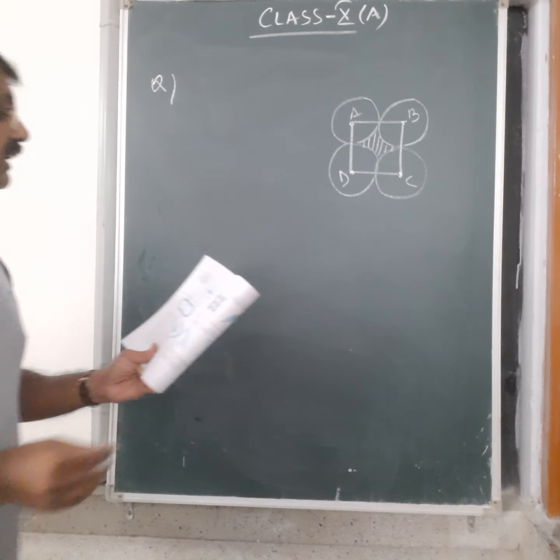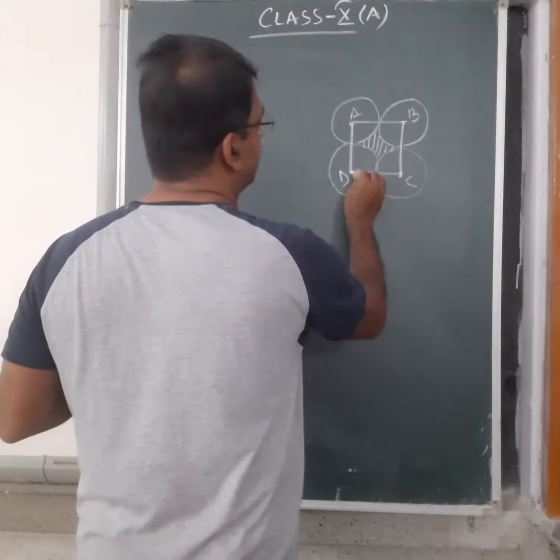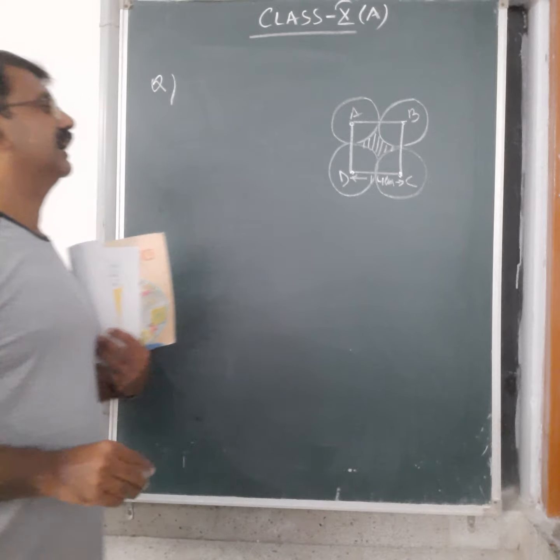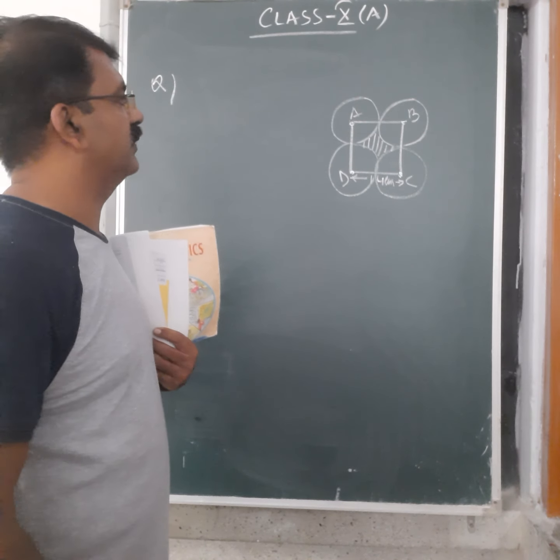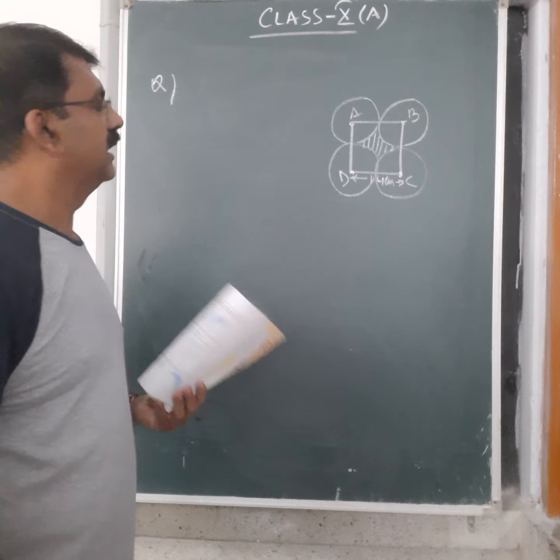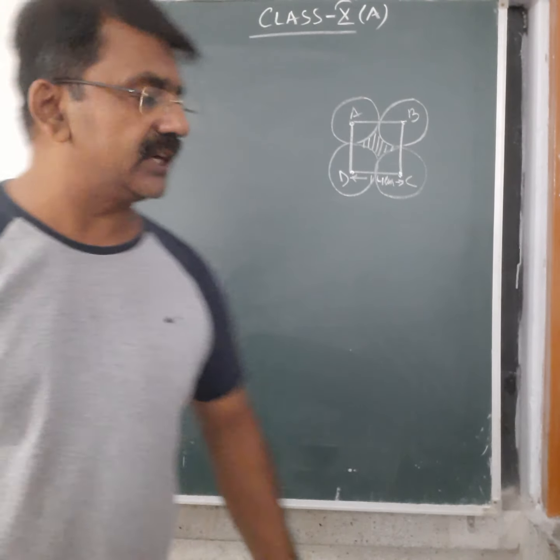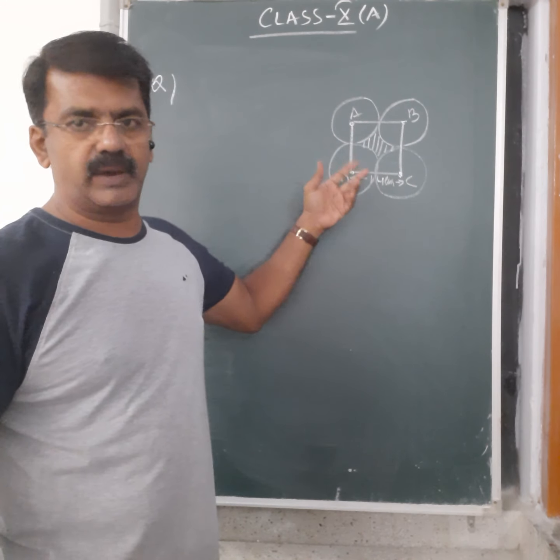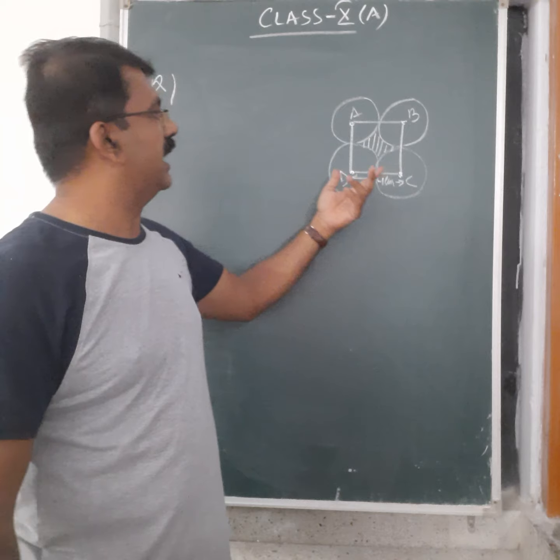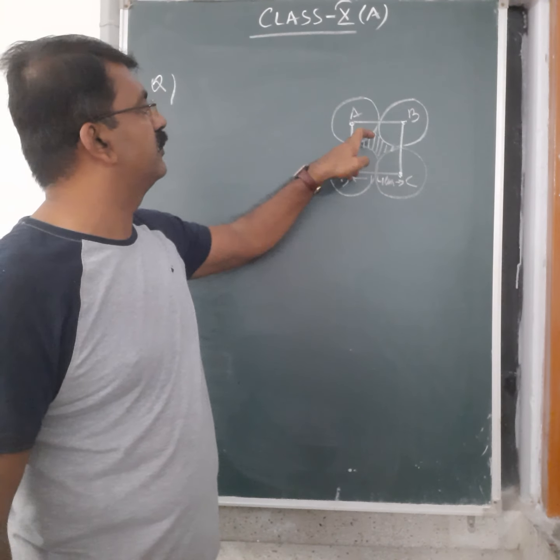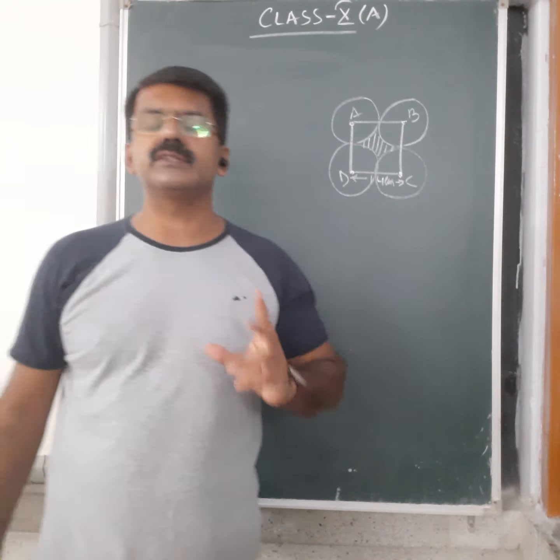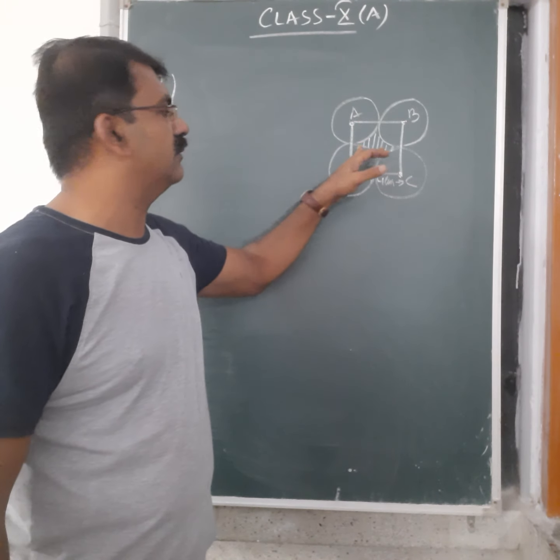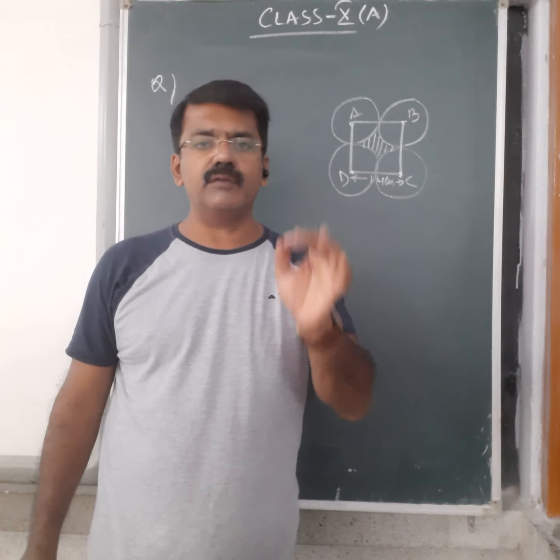Area of the shaded part. Now the side of the square is given 14 centimeter. Then it is very clear that the radius of each circle will be 7 centimeter. Now to find the area of the shaded part, you have to find the area of the square first, and now from the area of the square you have to subtract the area of 4 quadrants. Now 4 quadrants of a circle together makes one complete circle. So that means from the area of the square you have to subtract the area of circle.